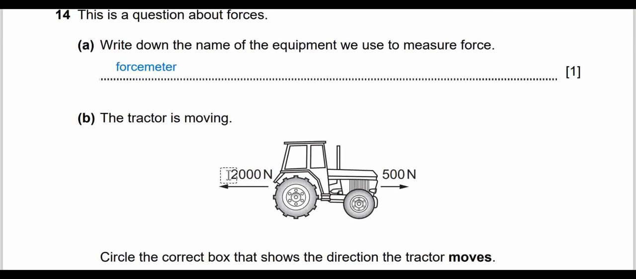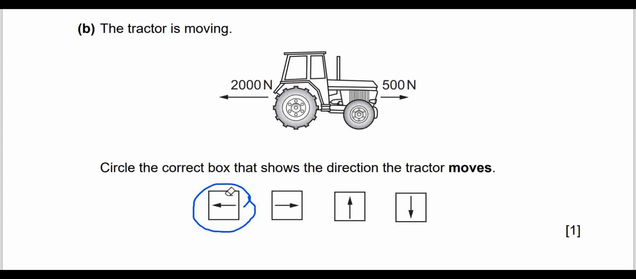Okay. So this is a bonus question because the answer was revealed accidentally. Circle the correct box that shows the direction of the tractor's move. So it's to the left. The reason is 2000 to the left, minus 5000 to the right. So we still have the resultant force of 1500 to the left. So it should be to the left.